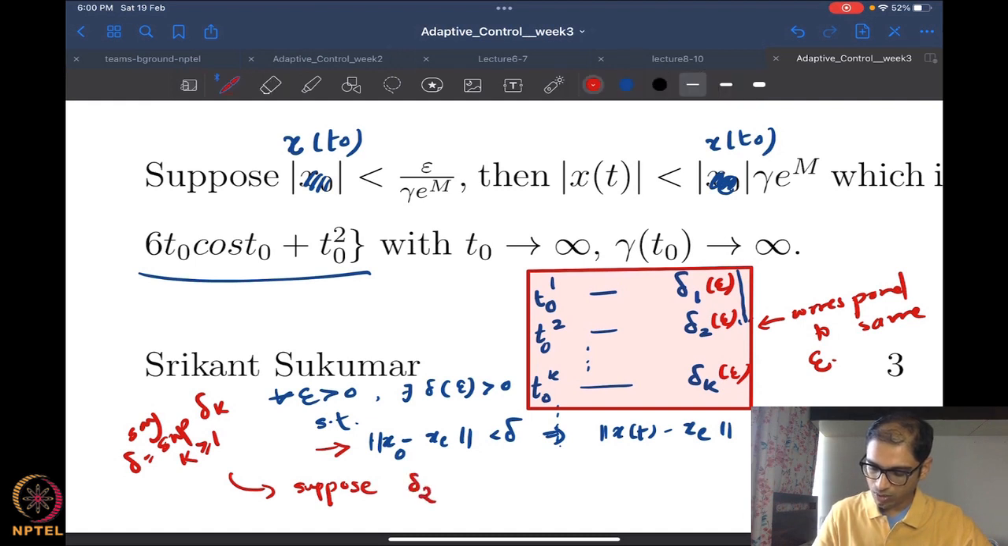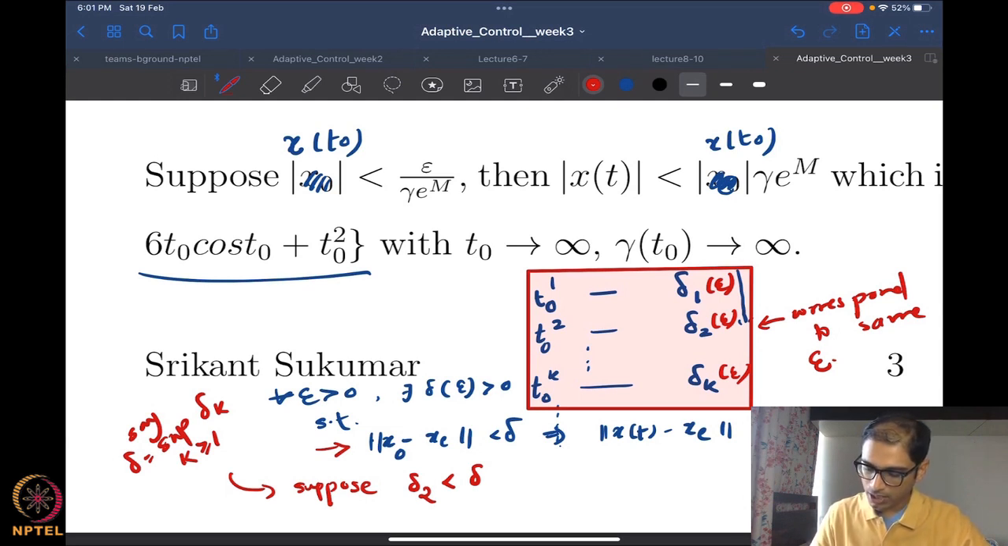Suppose delta 2 is less than delta. Just suppose, because it's obvious that delta is the largest value of all of these. Therefore, there must exist some k for which delta k is less than delta. So I'm simply saying, let's say it is delta 2. Say delta 2 is less than delta, because after all, I chose the delta to be the largest one. So obviously there are some deltas which are less than this.